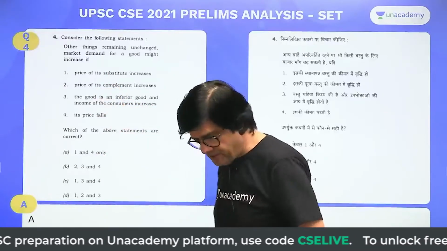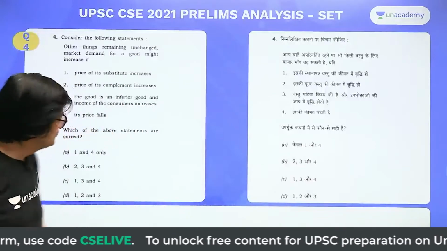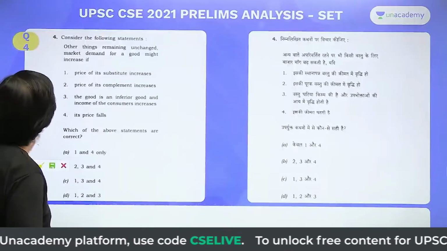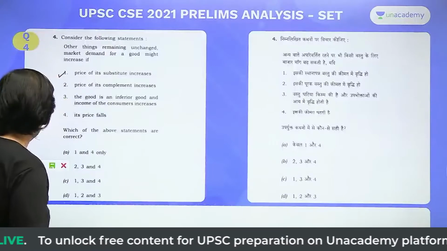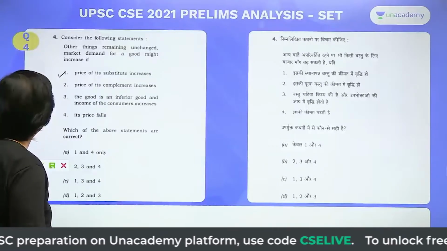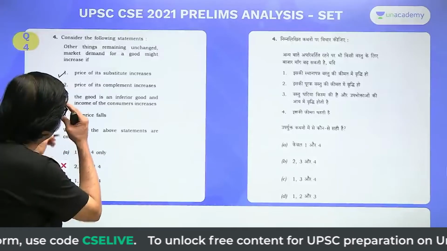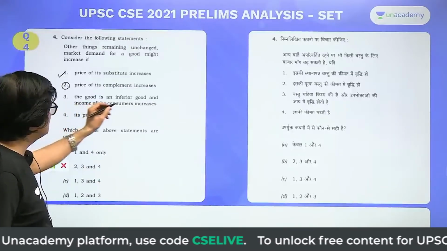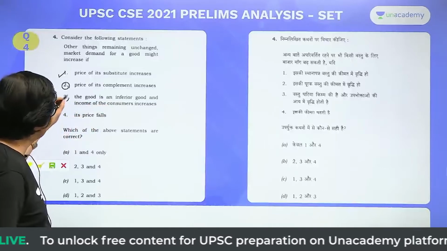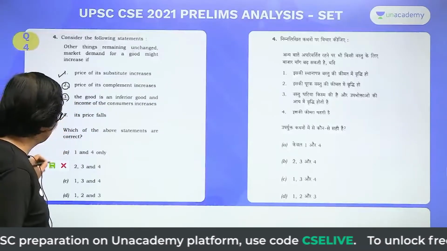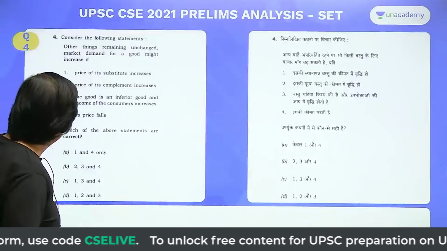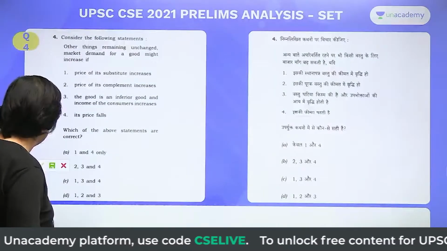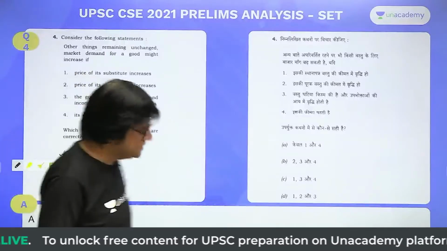Second option, let me use this so that we can make it out here. First option is the correct option. And the second option, that the price of its complement increases, this of course is not the correct choice. The good is an inferior good and the income of the consumer increases, I already explained to you, and its price falls. If the price falls, naturally there is a tendency to buy more. So obviously here, A is the correct choice in this.